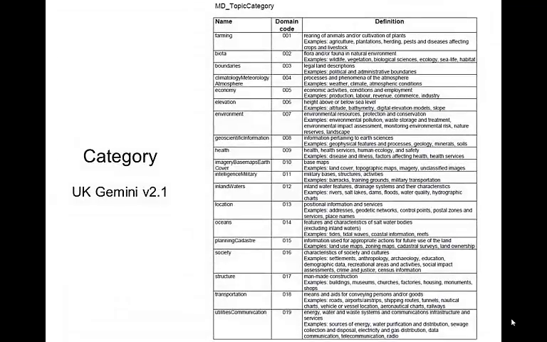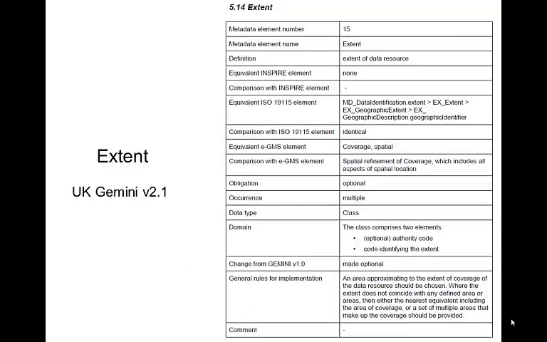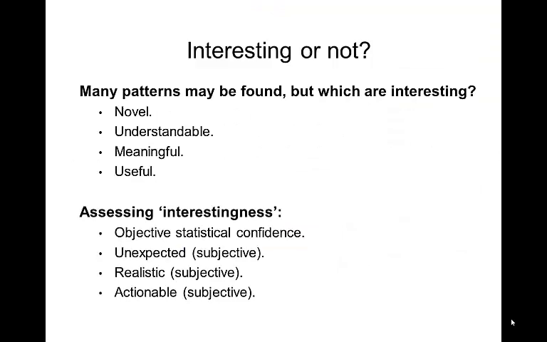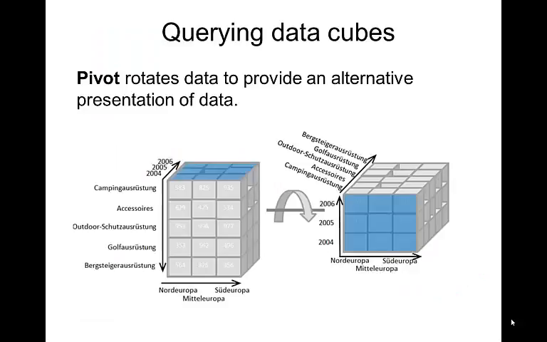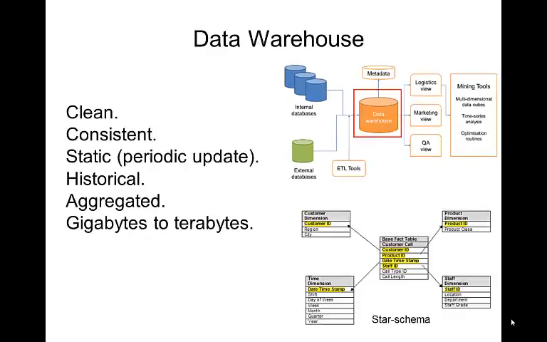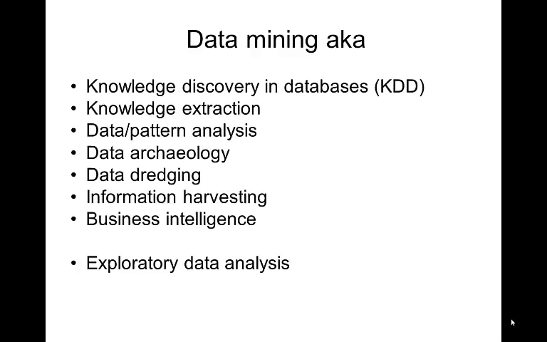There's our list of categories for the Gemini. So there we go, society, structure, transportation, environment, economy. It's up to the person defining the metadata record to decide which of these are appropriate for a particular data set. And of course, we always have the human side of things. We always have the human questions.